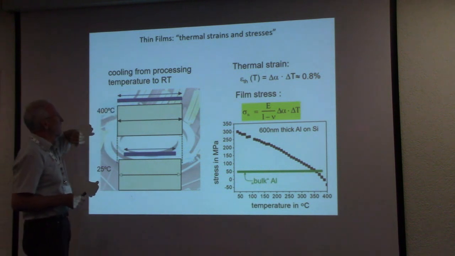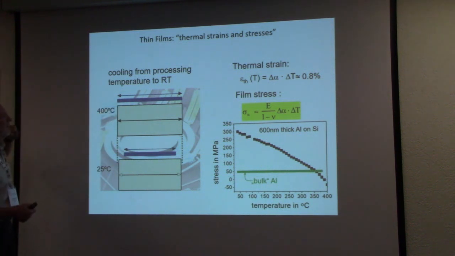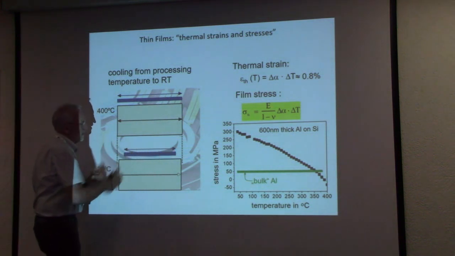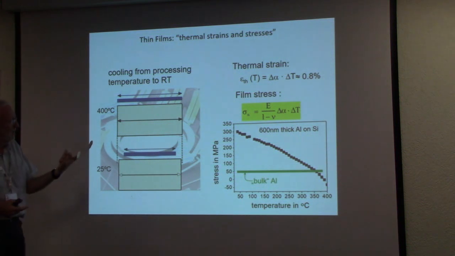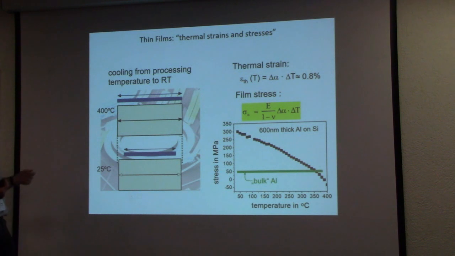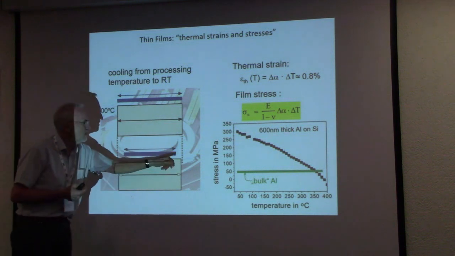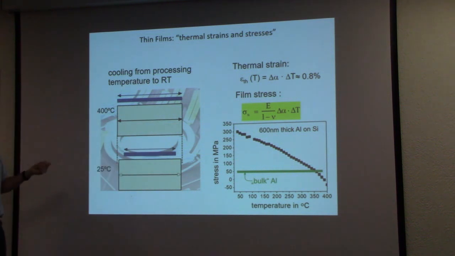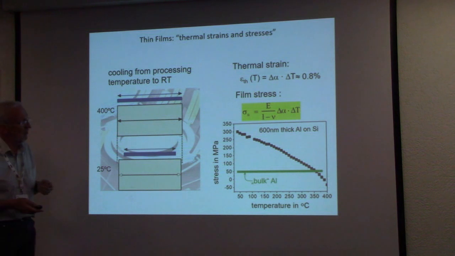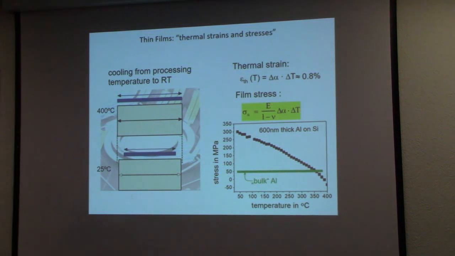The yield stress becomes very low, the metallic film is stretched, and then when you cool down, the film wants to reduce its length significantly more than the silicon, but it is attached to the silicon, and therefore you generate residual stresses.